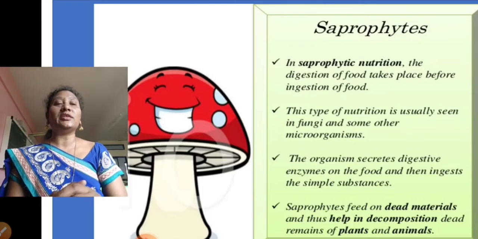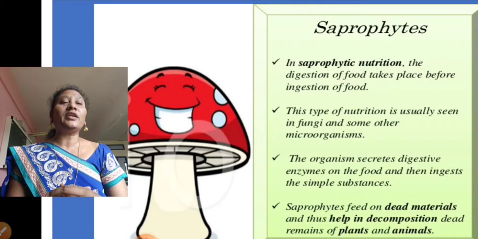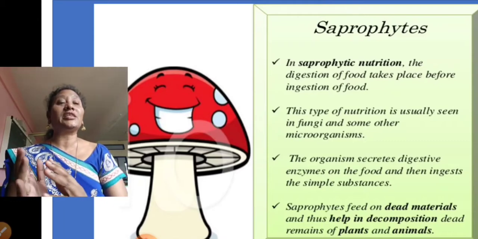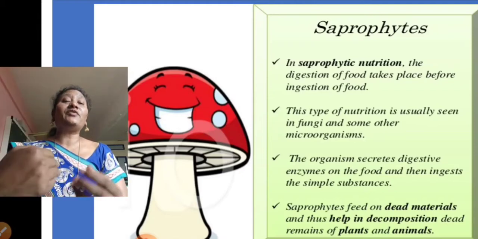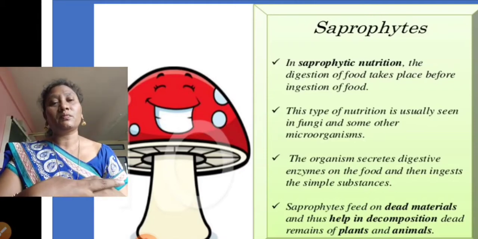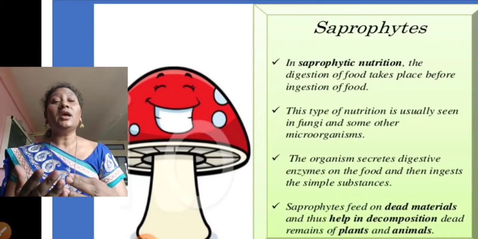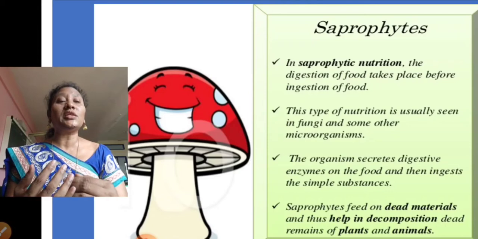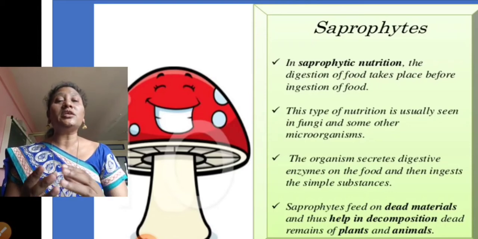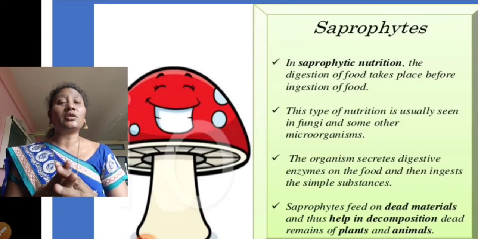Let us discuss in detail what is meant by saprophytic nutrition. In saprophytic nutrition, the digestion of food takes place before ingestion of the food. Generally, food is digested after eating. But in saprophytic nutrition, first the food is dissolved or digested, and the digested food is then taken in by the organism. This type of nutrition is usually seen in fungi and some other microorganisms, such as bacteria and fungus.